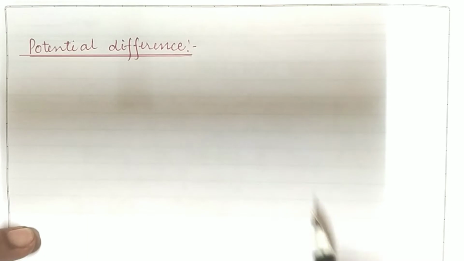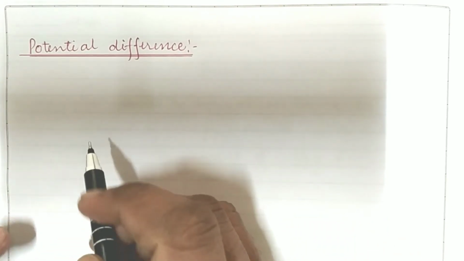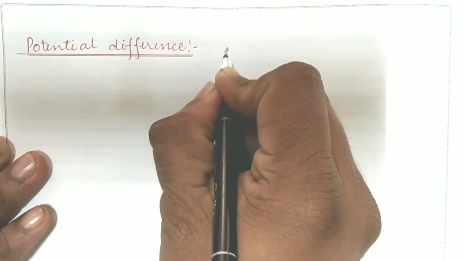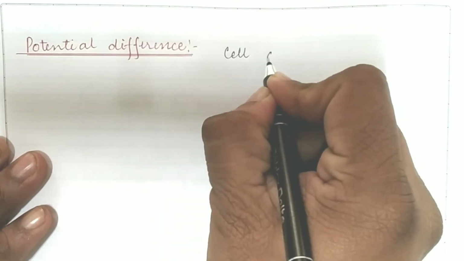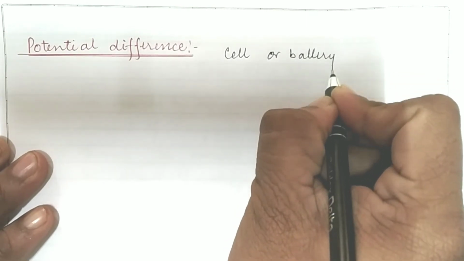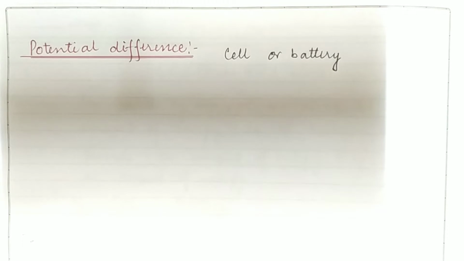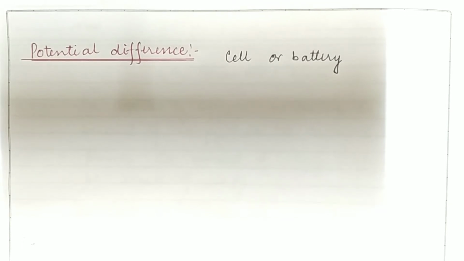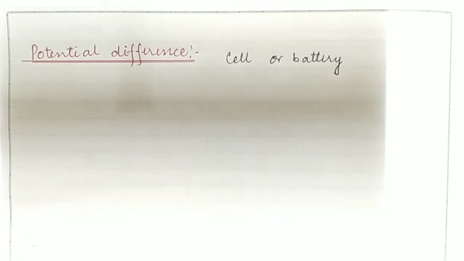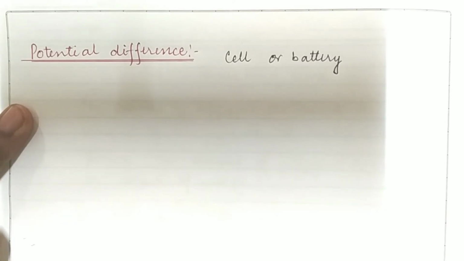So children, right now we are going to discuss the topic of potential difference. As we know, a cell or a battery has two different terminals. One is known as the cathode and one is known as the anode, and both have different charges. So children, how can we define the potential difference for a cell or a battery?